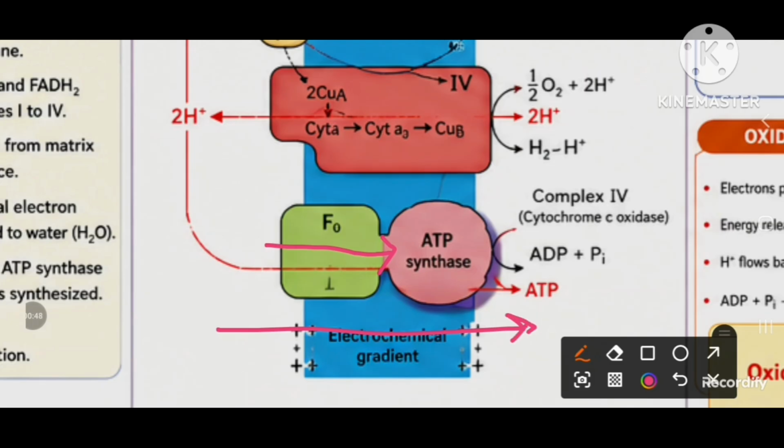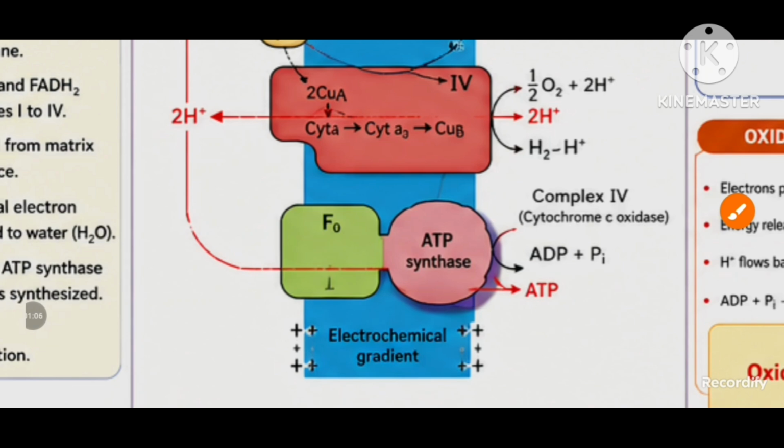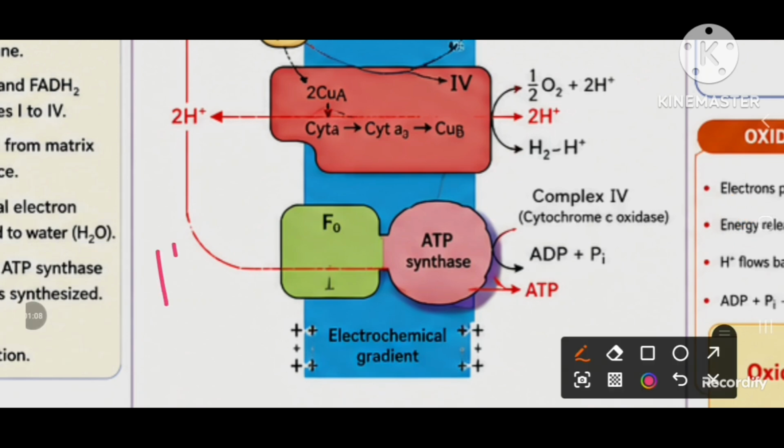Look at this condition: if we compare complex number 1, 3 and 4, here H plus ions pass from matrix to intermembrane space, but in the case of complex number 5, which is also known as the ATP synthase enzyme, in this condition the H plus ions will mainly transfer from intermembrane space to the matrix.